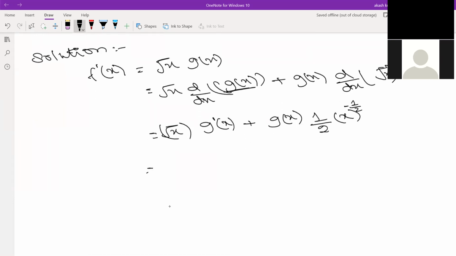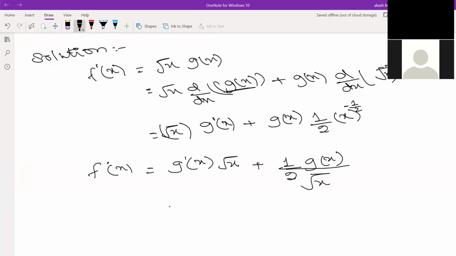So let me just multiply the things. I'm getting g dash of x square root x plus half g of x, and I can write it like this, square root x, right? I just multiplied the things and arranged them in a way that we can solve it further. Is this step clear? Yes, until now clear.